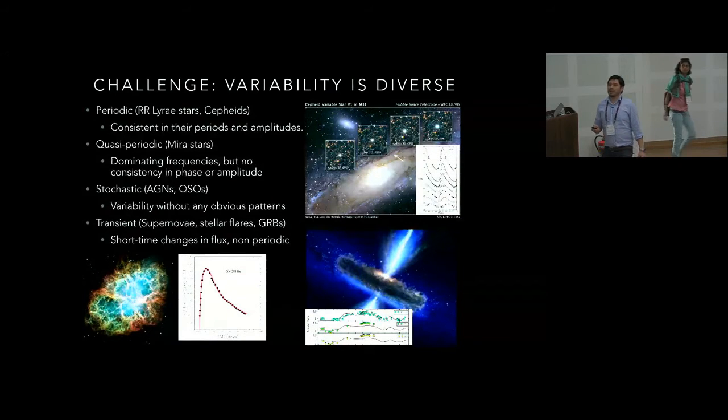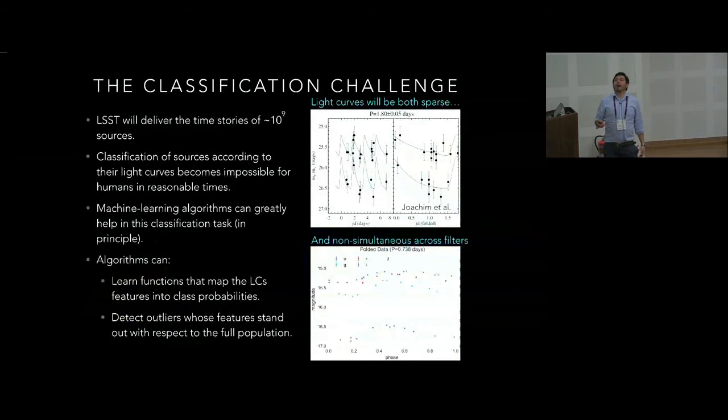But of course, there are also things that are not periodic at all, or that you don't expect to be periodic, such as AGNs and QSOs that basically vary without any obvious pattern, and transients that have a peak of intensity and then go down again, like supernovae or stellar flares, et cetera. And if you see the light curves, each of those things looks different. And of course, the two challenges that we have are, one, to design the survey so that we can get as much information as we can from the observations we take in the different filters at specific times. But also, once we decide on the design of the survey, we need to do the best we can to classify the sources and assign them classes and labels, and that's more or less what we've been thinking about in working group two.